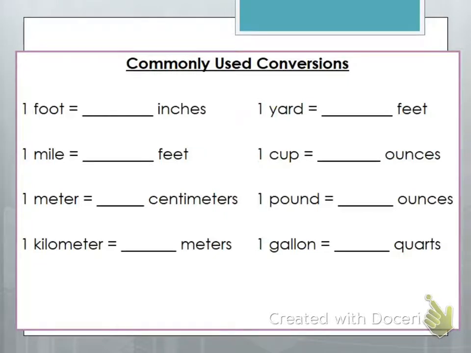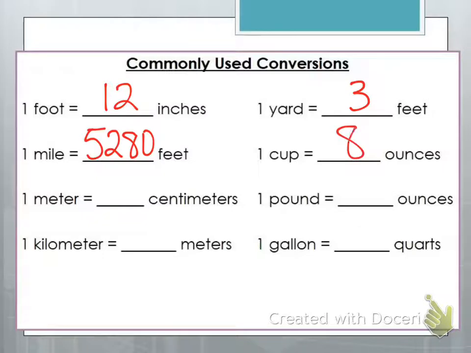In this chart, we've got commonly used conversions. Some of these you probably already know, like 1 foot is equal to 12 inches. 1 yard is equal to 3 feet. Does anybody remember how many feet are in a mile? You're off by a little bit. 5,280. There are 8 ounces in a cup, 16 ounces in a pound.